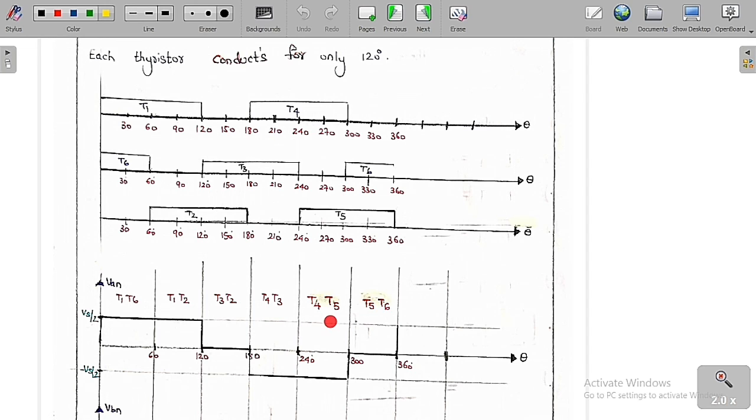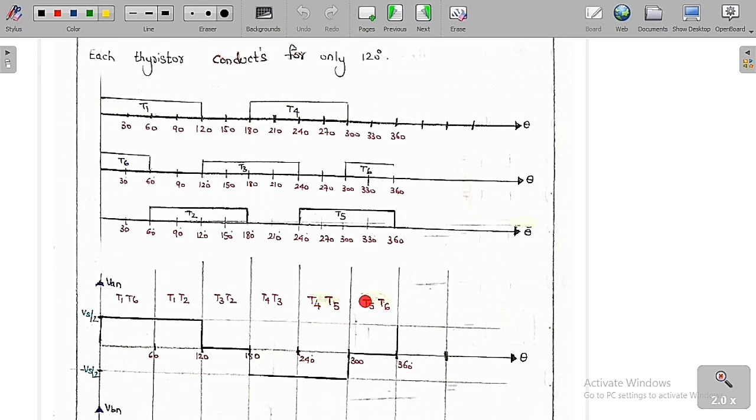Again from 240 to 300, so for every 60 degree we are going to calculate. Again you can see clearly T4 and T5 are connecting. So if you analyze the circuit by switching T4 and T5, finally you are going to get VAN is equal to minus Vs by 2, VBN is 0, and VCN is plus Vs by 2. So these are the voltages that you are going to get.